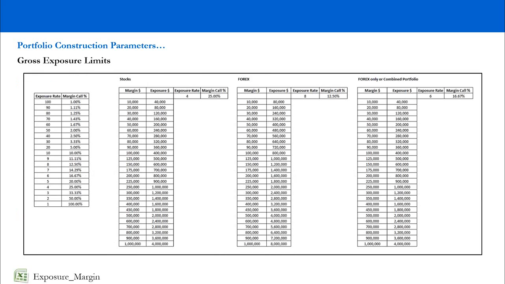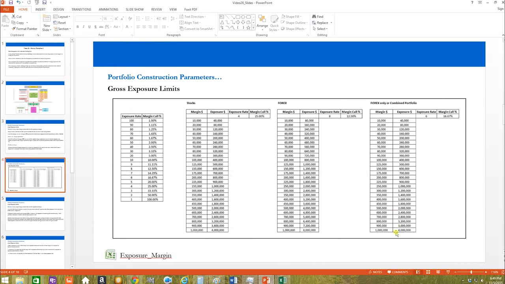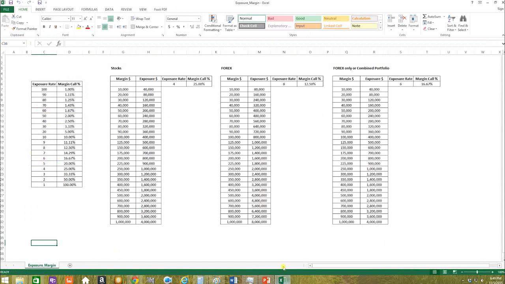So in terms of gross exposure and gross exposure limits, what we want to be looking at is the amount of margin that we deposit, what our maximum exposure limits are, and the exposure limits that we set ourselves. So if we go over to the spreadsheet, we come out of the presentation, go into the spreadsheet exposure margin.